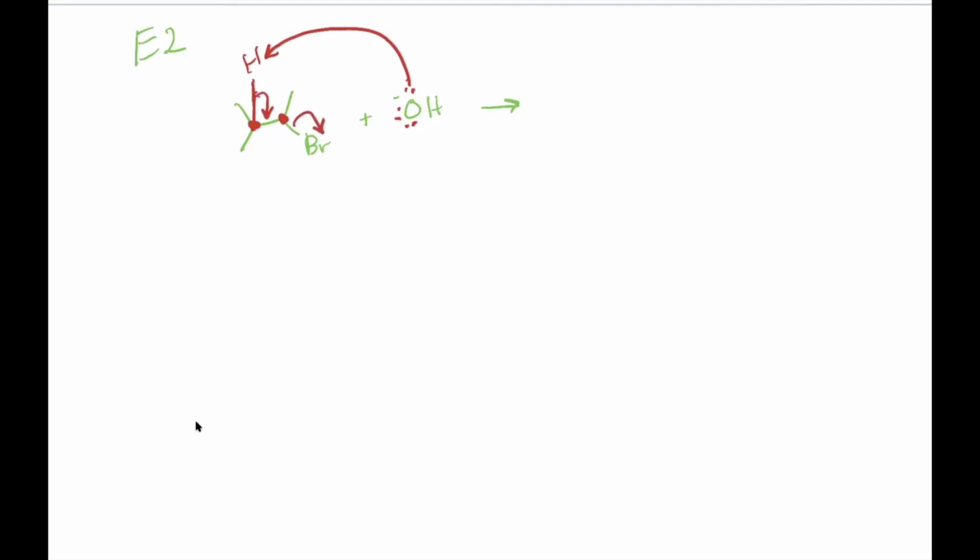And so our products here are this alkene plus water plus the leaving group, the halogen. Just so you know, this is also called dehydrohalogenation. It's just another word for this reaction. We're taking a hydrogen and a halogen off, and we get this alkene product.